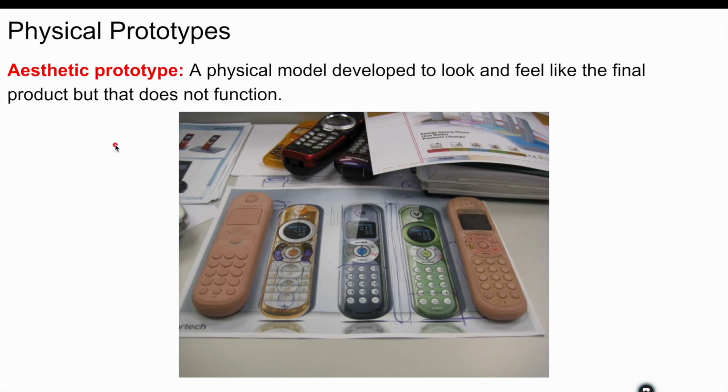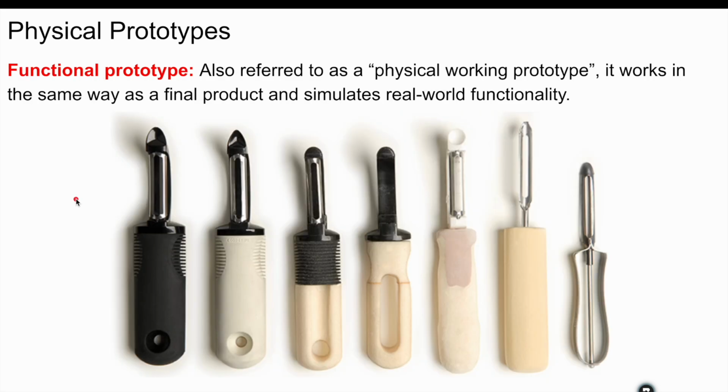So let's start first with an aesthetic prototype. This is a physical model developed to look and feel like the final product, but it doesn't function. You can see here these telephones, and you can see that these are not functioning, but they have the look and feel of a product that would function if they actually functioned. A functional prototype refers to a physically working prototype. It works in the same way as the final product and simulates real world functionality.